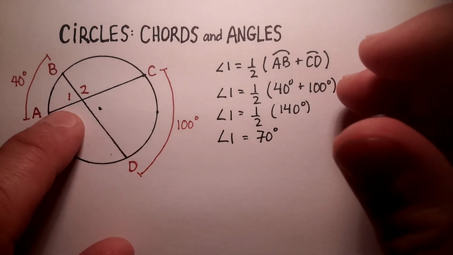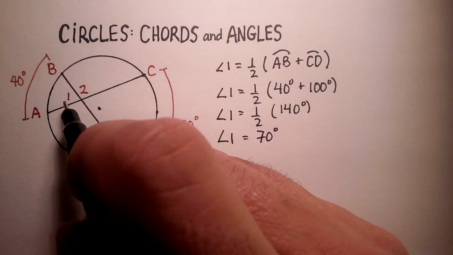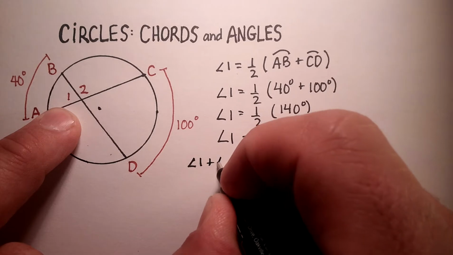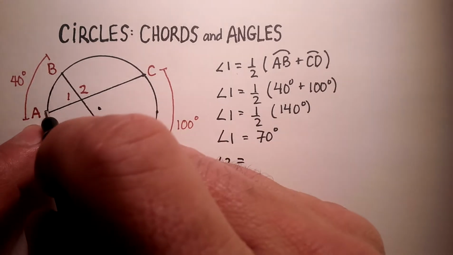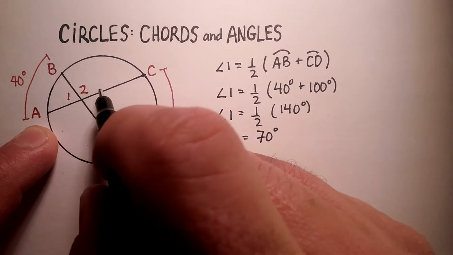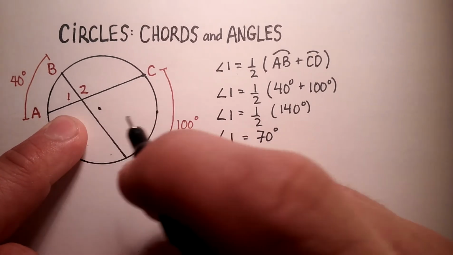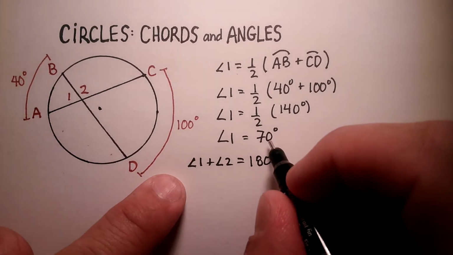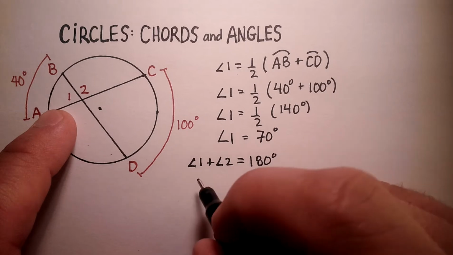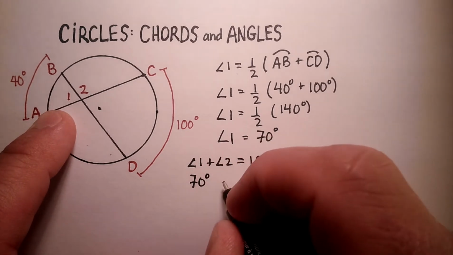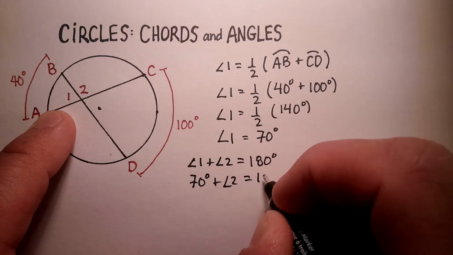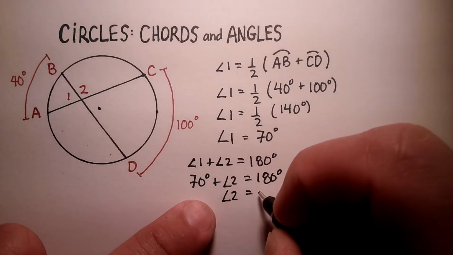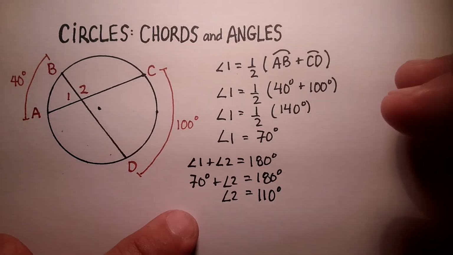Now, let's see what we can do with that. If angle 1 is 70 degrees, we know that angle 1 plus angle 2 should be supplementary, right? Because there's a chord AC and it's a straight line. So angle 1 plus angle 2 should be equal to 180 degrees. Since we already know that angle 1 is 70, let's do a substitution. And we can figure out by subtracting 70 from both sides that angle 2 is equal to 110 degrees.